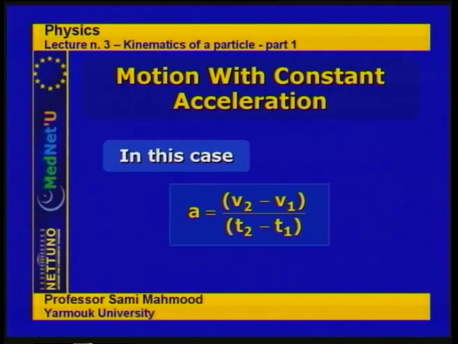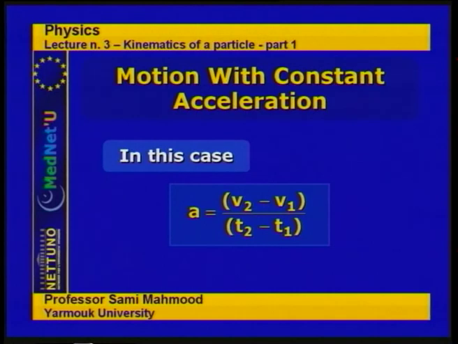As a special case, we consider the motion with a constant acceleration, and we remember that we are considering the motion along a straight line. We still are in that region of the description of motion. In this case, if the acceleration is constant, then the instantaneous acceleration A is exactly equal to the average acceleration. That's what we mean by constant acceleration. The average acceleration, which is delta V over delta T, is equal to the instantaneous acceleration A.